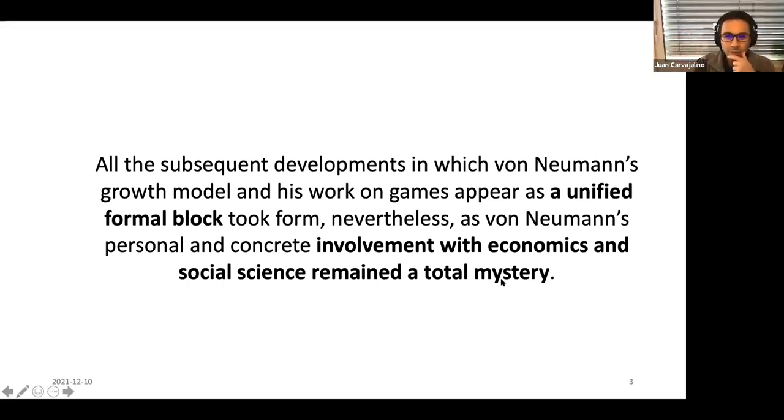So what I'm really interested in this project is this idea of the mystery, which embodies two mysteries, right? What happens in the history of mathematics and what happens in the history of economics, and how they are intertwined in von Neumann's work. I've been working on von Neumann now for a couple of years and I feel that I've started to resolve this mystery.